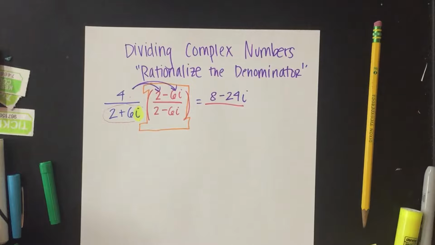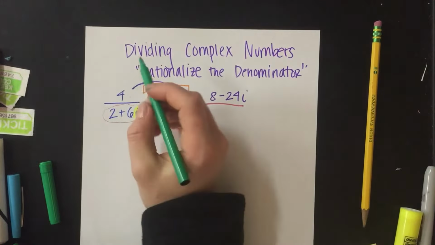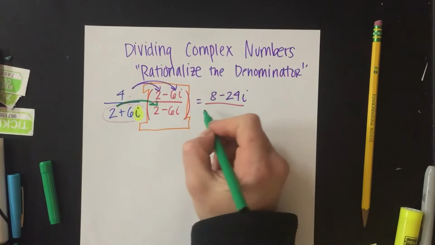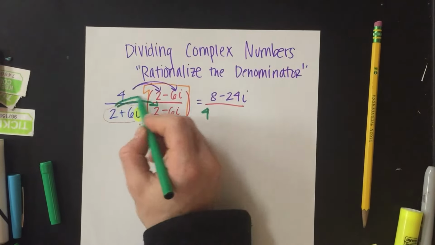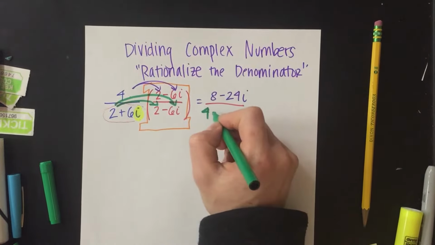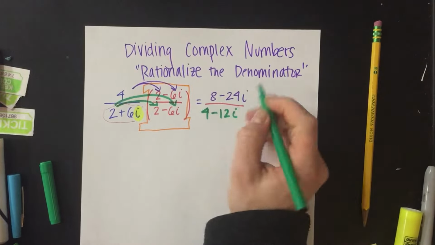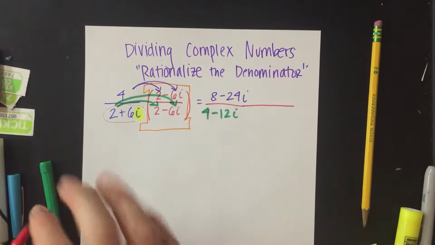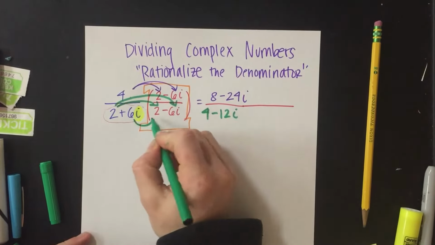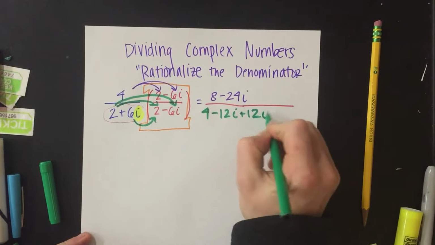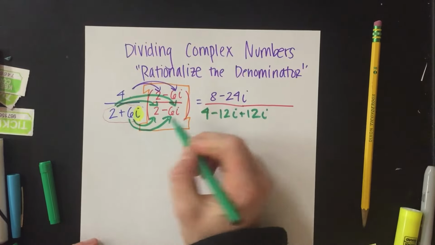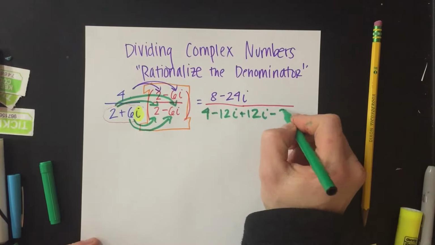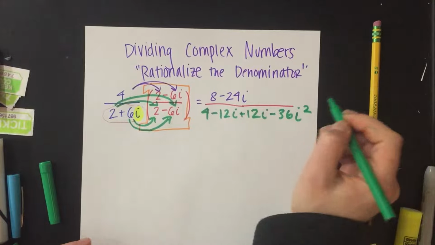So, what color do I want to use? Let's take this one. So I have to do 2 times 2, that's 4. 2 times negative 6i will be negative 12i. I need to extend my fraction bar a little bit because this is going to be a little long. Then I have 6i times 2 is plus 12i, and 6i times negative 6i is minus 36i squared.